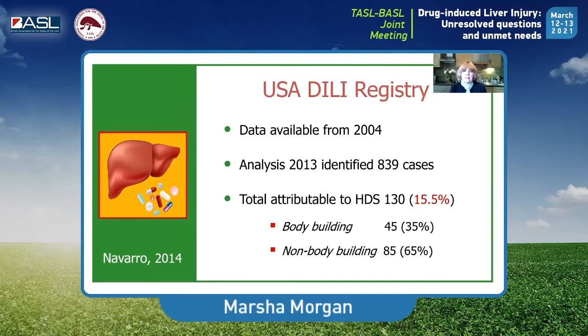Data are much less easily accessed from the USA DILI registry. They don't have such consistent reporting. Data has been available since 2004, and Navarro in 2014 produced an analysis of 839 cases that had been enrolled up to 2013. The total attributable to HDS was about 15.5%, so considerably higher than in the Spanish registry. But that's because we have this separate category for the bodybuilding compounds, which are obviously being used much more extensively in the United States than elsewhere.